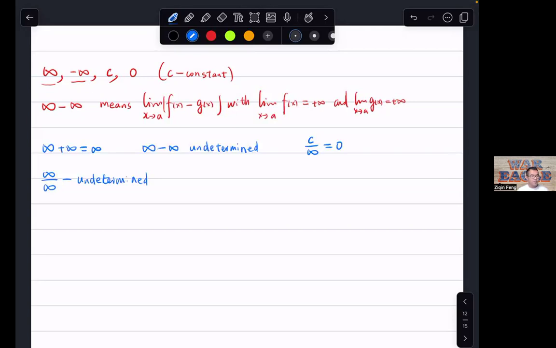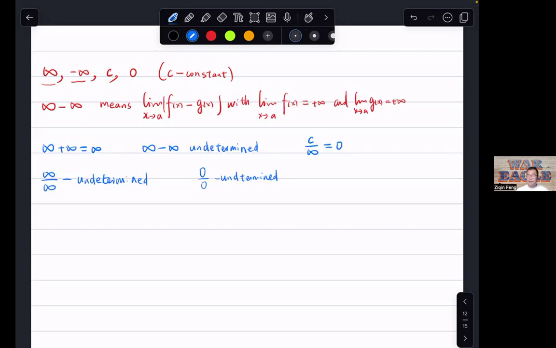And what else? If you have 0 over 0, this is also undetermined. Basically, if you have infinity over infinity or infinity minus infinity, somehow you have to use algebra to make it a new form such that we can apply our fundamental elementary facts, or limit laws, to figure out the limit, right?